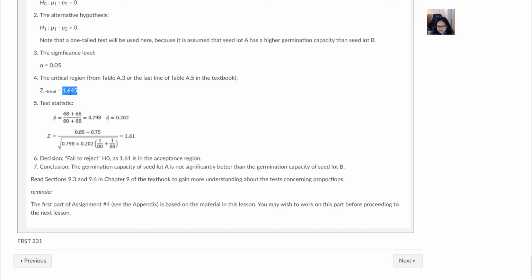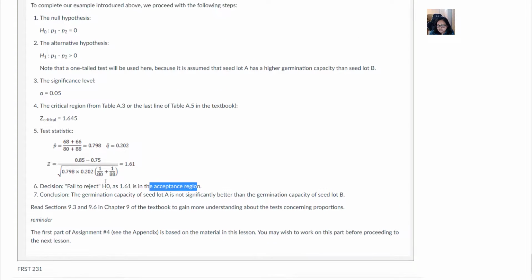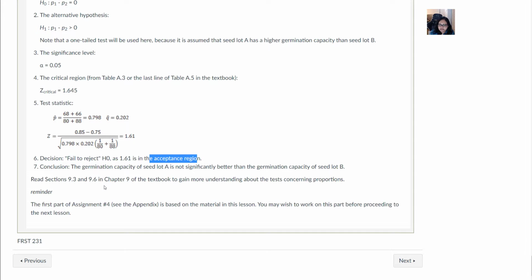So you can see that the critical value is a little bit higher than the Z statistic you found. That means it falls within the acceptance region, and then you can say that they are not significantly different. That means they could be similar.